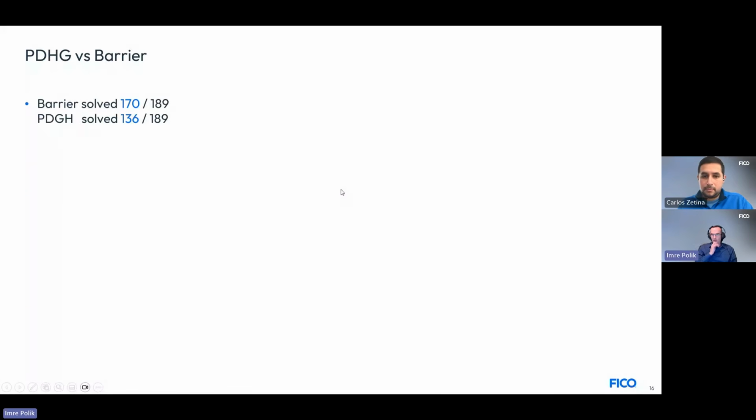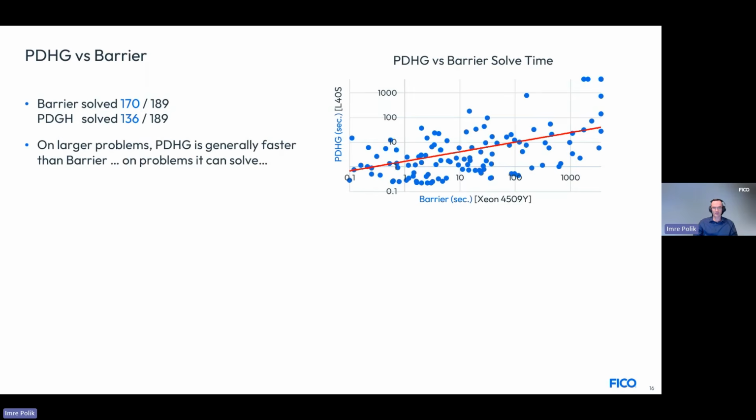So finally, I would like to talk a little bit about some downsides or caveats, things that people should be aware of. We took a test set of 189 instances, and we ran our barrier interior point solver, and it solved 170 of them. The hybrid gradient solved only 136, and these two solved numbers should actually be in different colors because they are solved to different tolerances. So when they solved it, they didn't get the same level of solution.